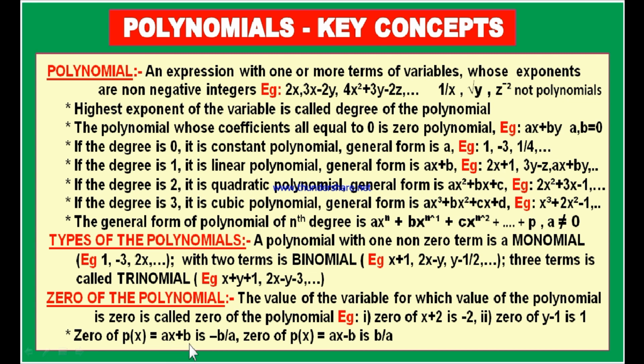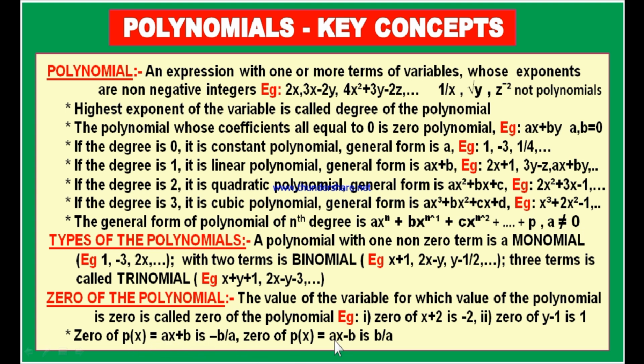Means in the place of x, if we substitute minus b by a, what will happen? Observe: this a and this a get cancelled. You get minus b here. Minus b plus b becomes 0. Therefore, the value of the polynomial ax plus b becomes 0 when you substitute x is equal to minus b by a. Therefore, minus b by a is zero of the polynomial ax plus b.